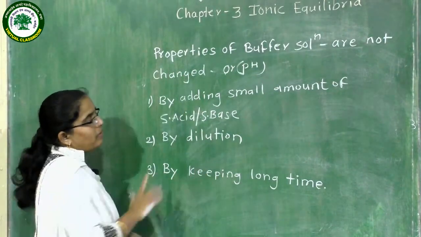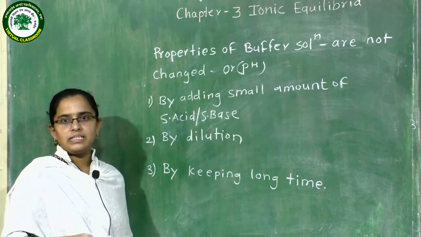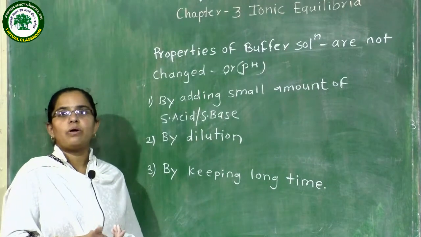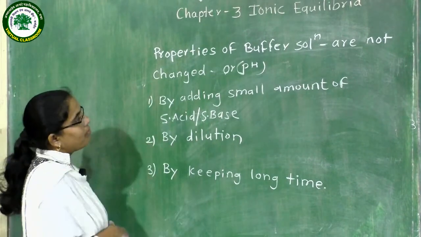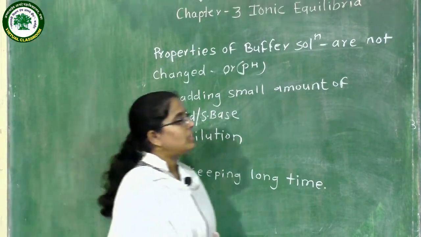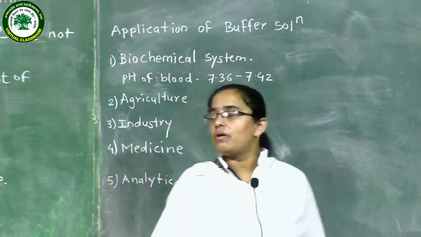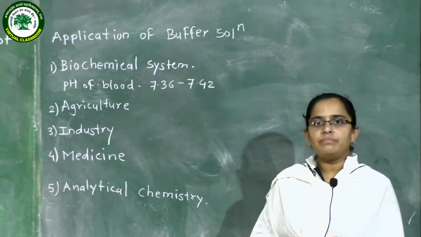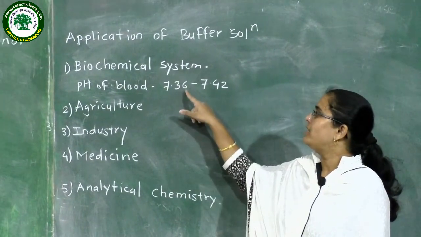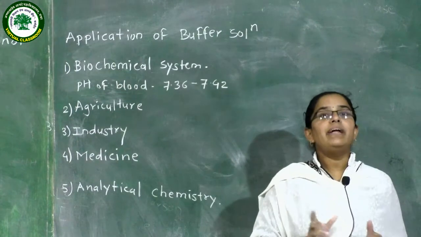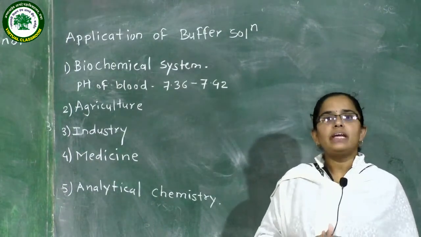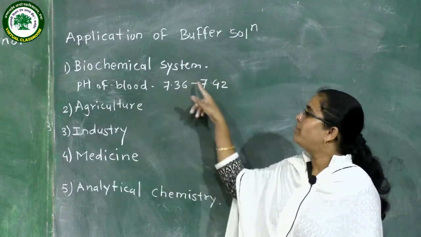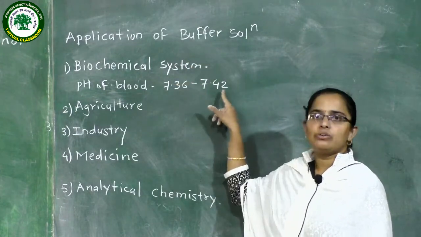Or by keeping for a long time, for 2 to 3 years, the pH of a buffer solution is not changed. These 3 are the properties of buffer solution. Now what are the applications of buffer solution in biochemical systems? In our body, the pH of blood is 7.36 to 7.42. To maintain the pH of the body, carbonic acid is used. Buffer solution maintains the pH of the body.